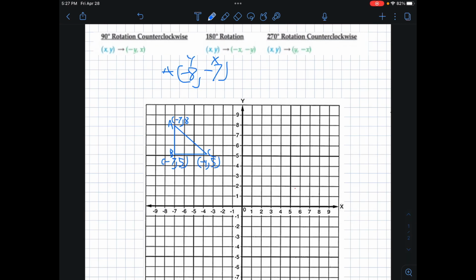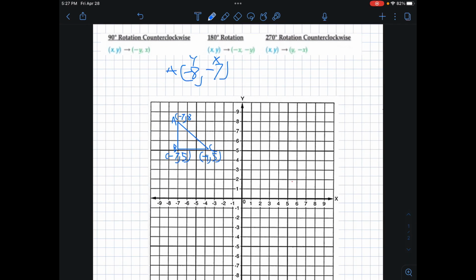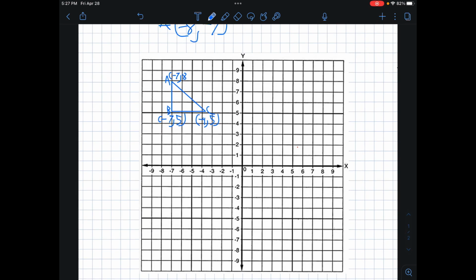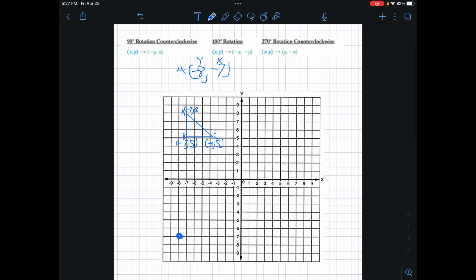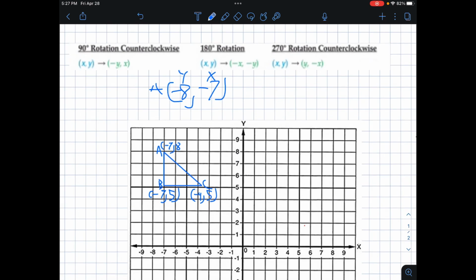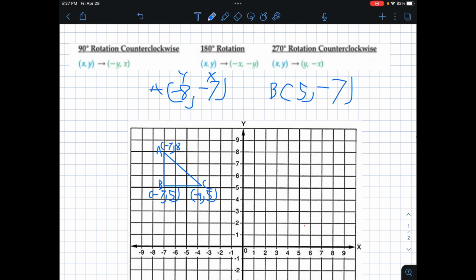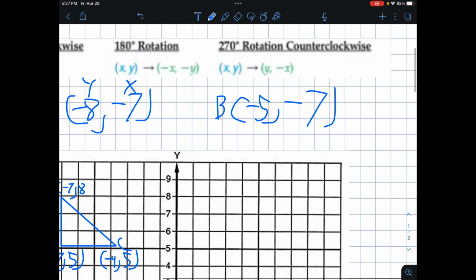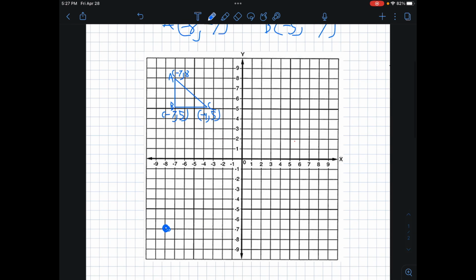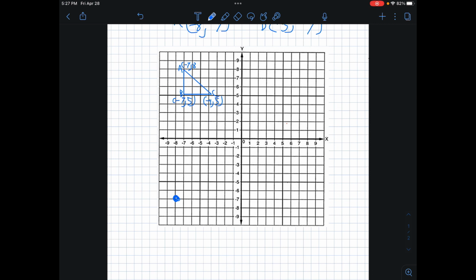Now, negative 8, negative 7. It's going to be right down here. Now let's go on to B, where it says negative 7, 5. Now it's going to be 5, negative 7. And now we turn 5 into a negative, so now it's negative 5, negative 7. So negative 5, negative 7, right here.